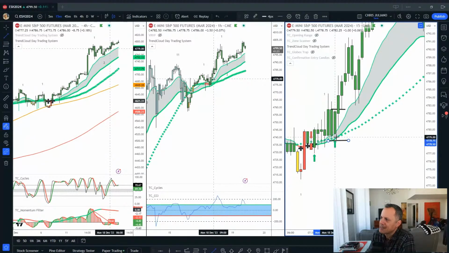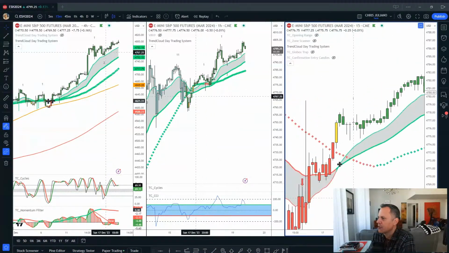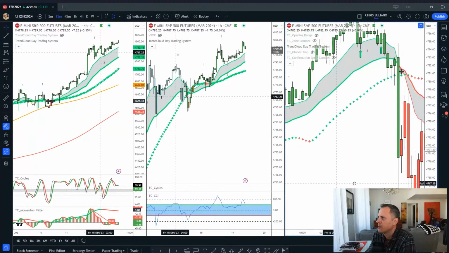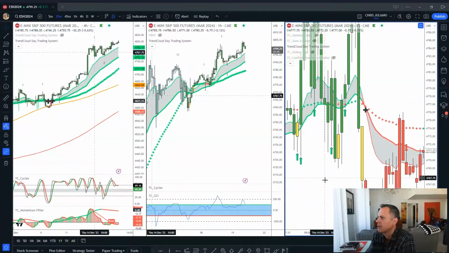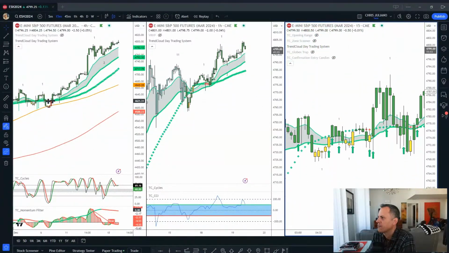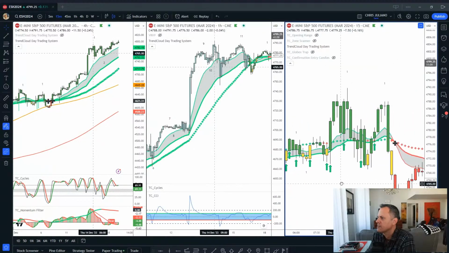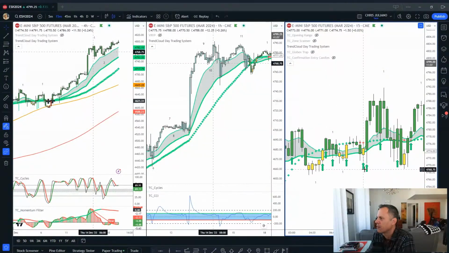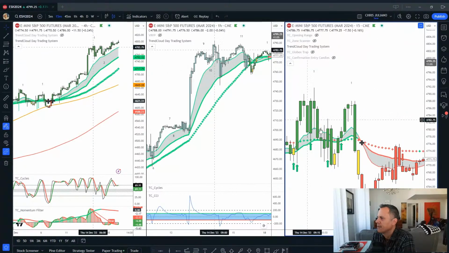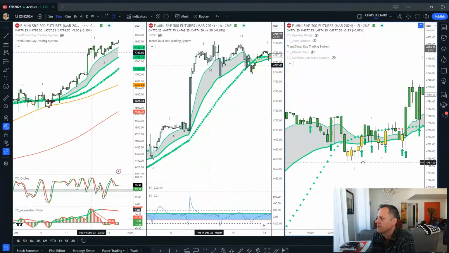Sometimes you get a signal inside of like a consolidation, and we have one of those, I believe, back here. Let's see. Like here, you can see there's a lot of consolidation here, right? And this ends up failing.